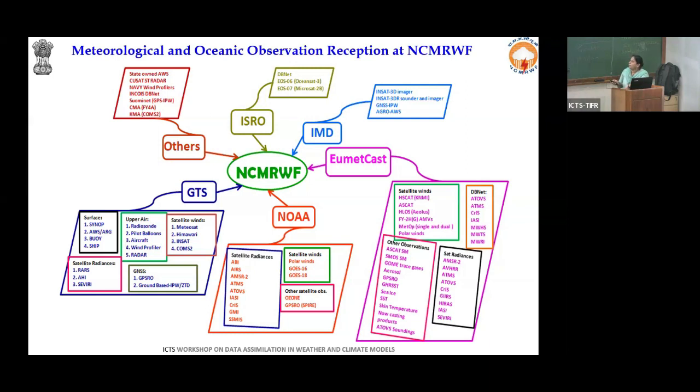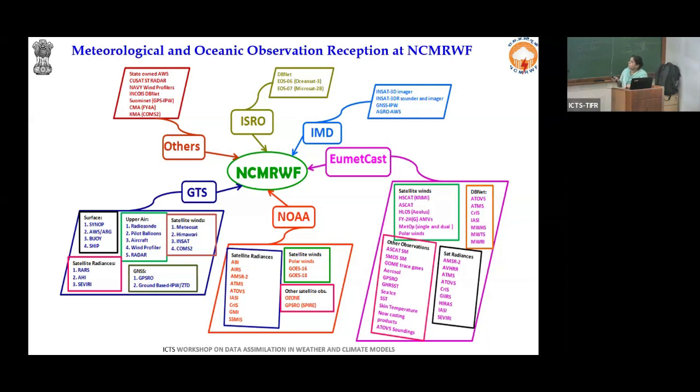And we have an MOU with NOAA and EUMETCAST. These are the satellite data providers. So we get almost all the NOAA satellite data, the US satellite and the European satellite data, through NOAA and EUMETCAST, and from IMD and ISRO.